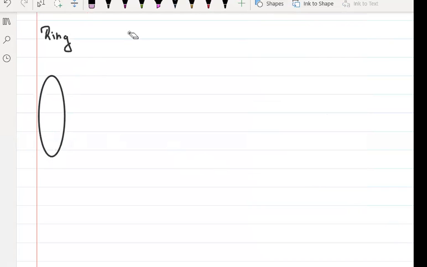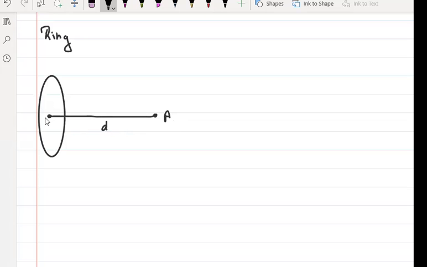Now, suppose I want to calculate the gravitational field because of this ring at point A, which is d distance away from its center. How to do that? Think about it, right? Step by step, think about it.